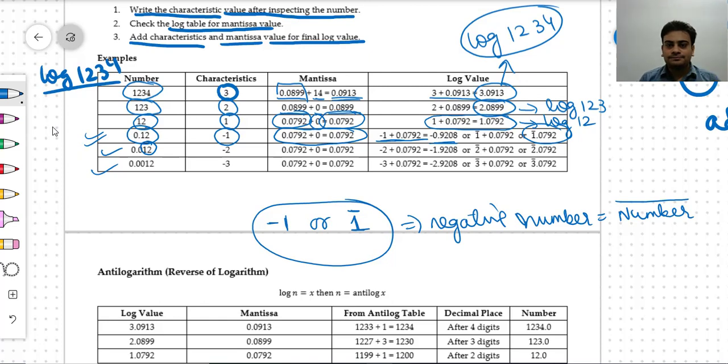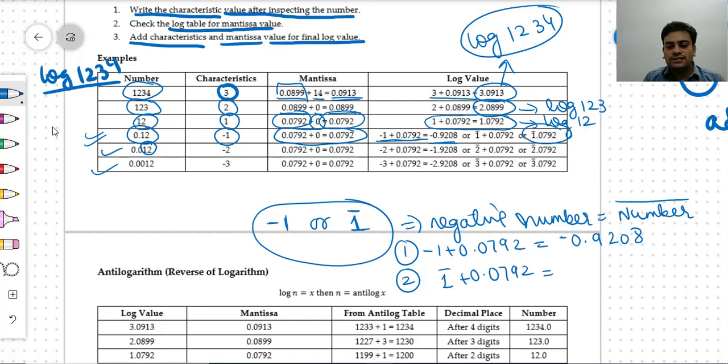Clear? So always, negative numbers can be represented as, I am writing it again, -1 plus 0.0792. In the first case you can subtract it, and when you subtract it, it will give you -0.9208. Or in the other case you can write it as 1 bar plus 0.0792, which is equal to 1 bar 0.0792. Clear? Now we look at the second example, which is 0.012.